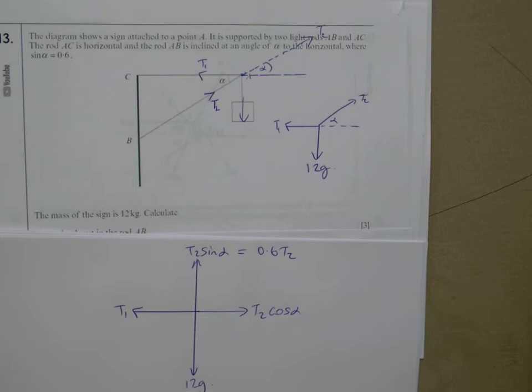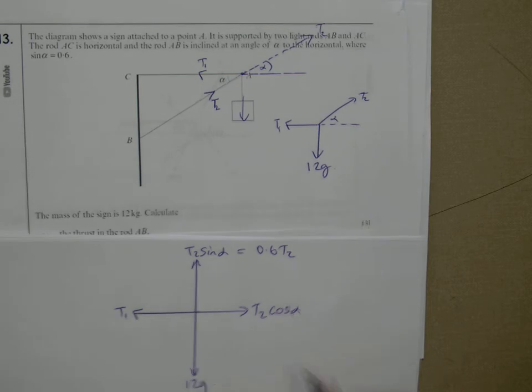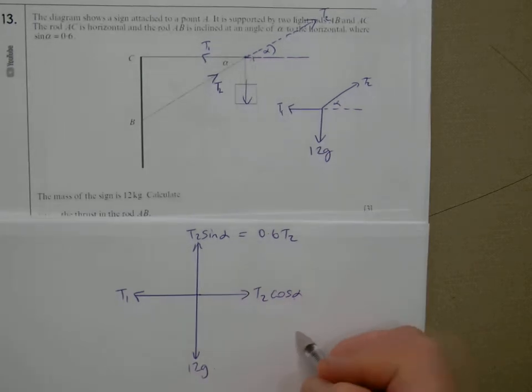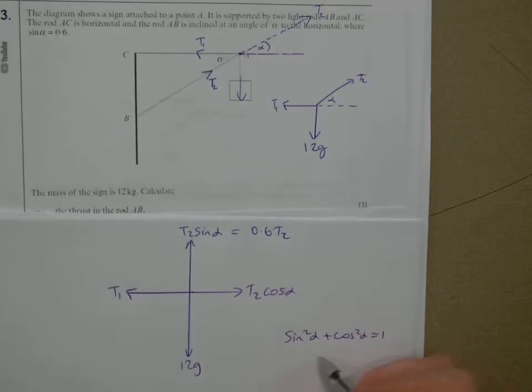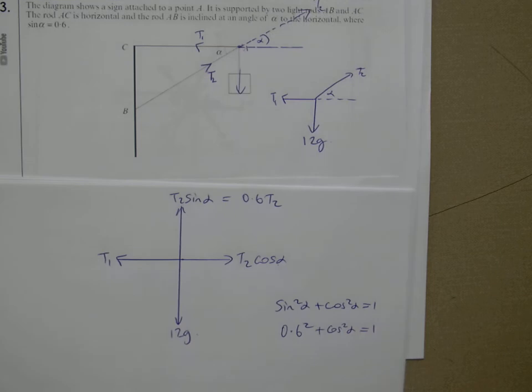sine alpha is 0.6. Okay, so I can put 0.6 there. We can also work out cos alpha, a couple of ways. One way I like to work it out is just using the rule: sine squared plus cos squared is 1. So because I know sine alpha is 0.6, I can square it. Okay, so I get that.